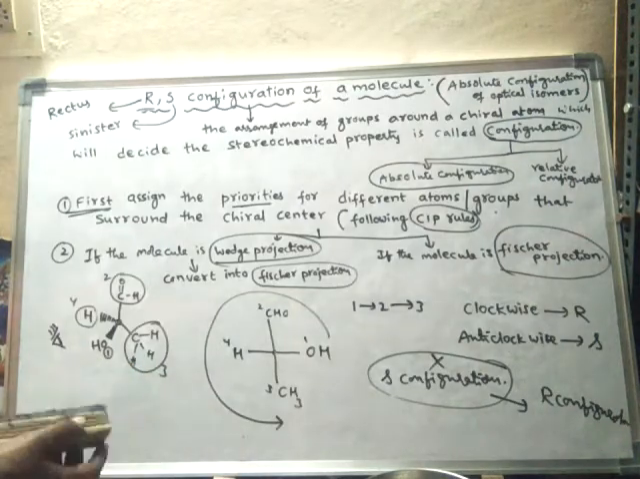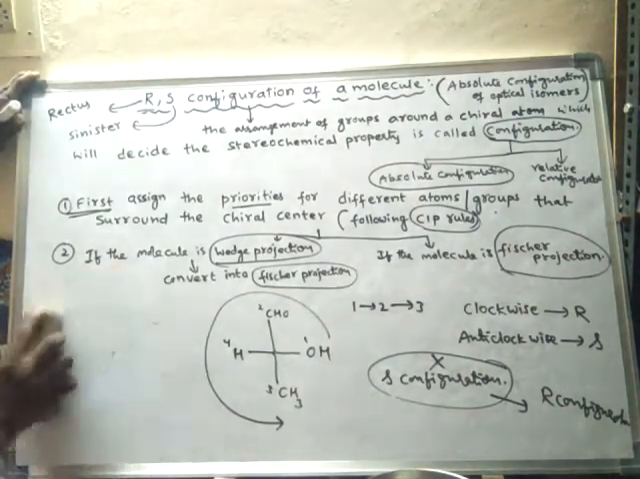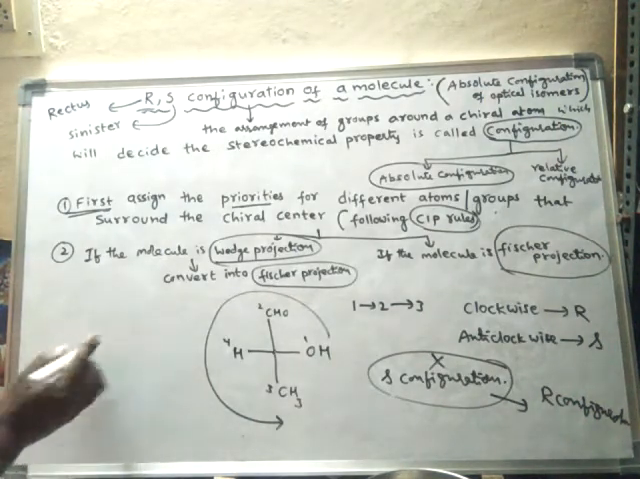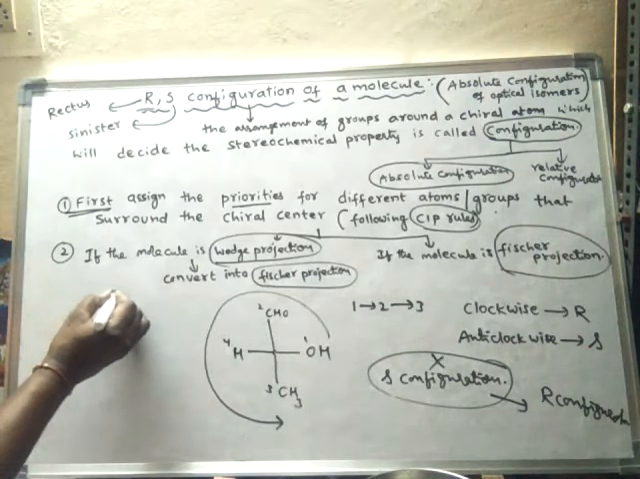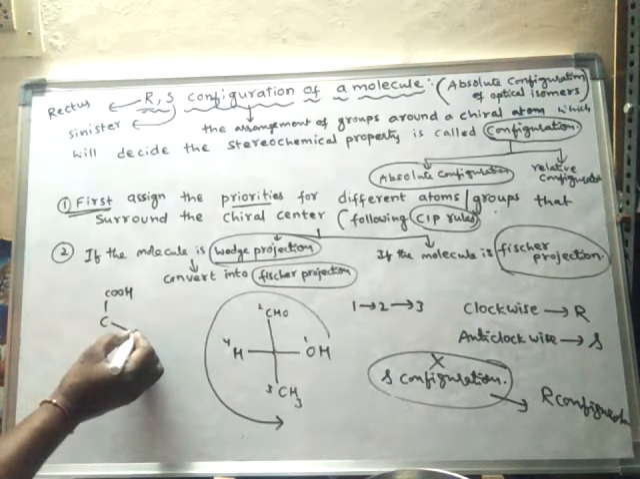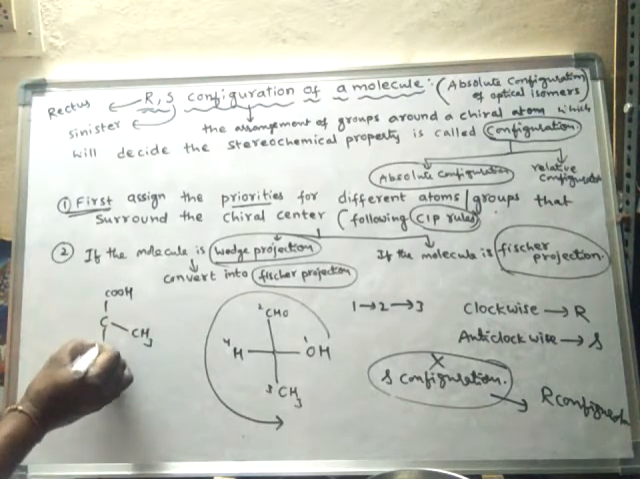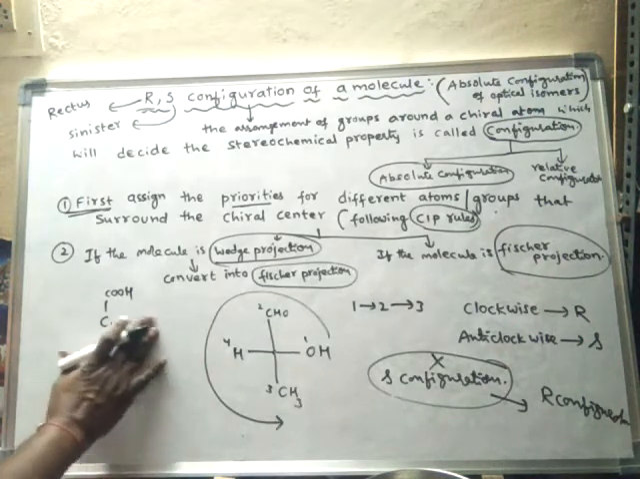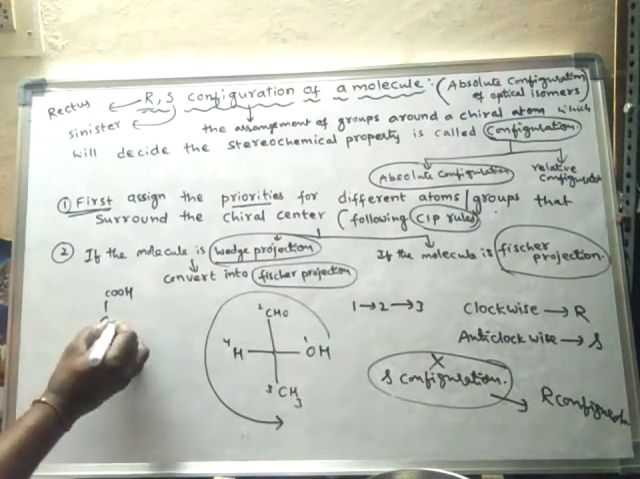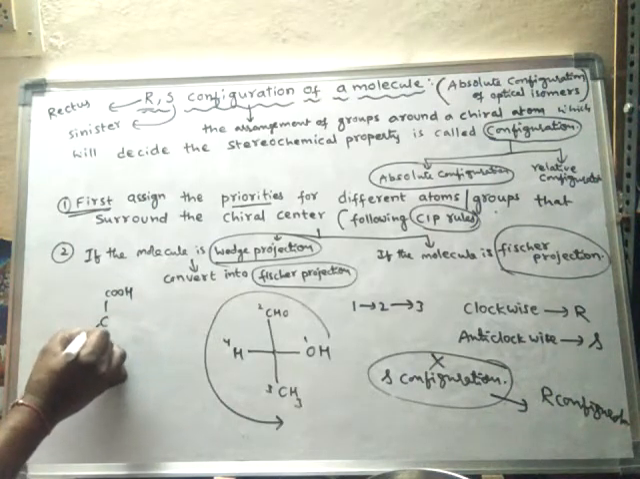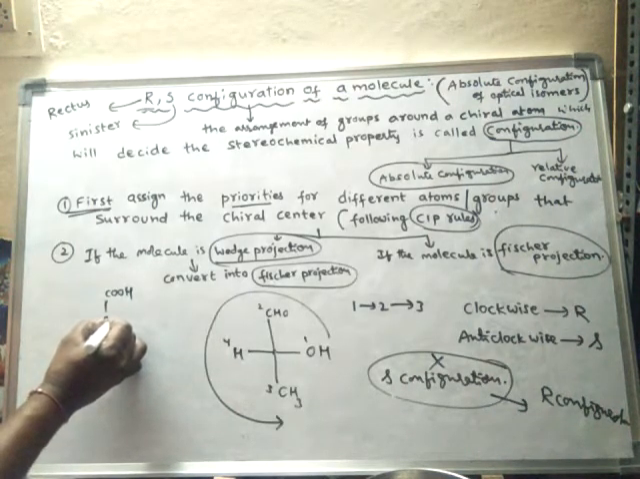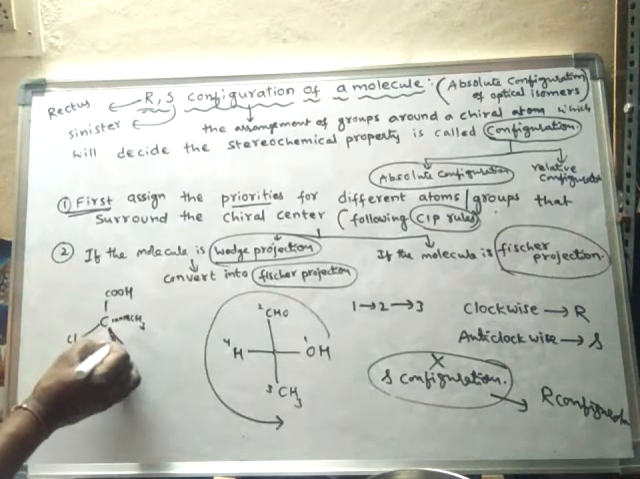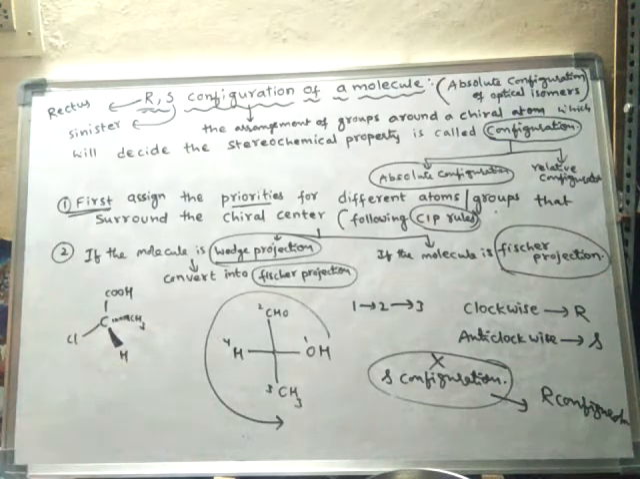Suppose it is like this. We will learn this with another example. Another group: COOH, CH3, Cl. Okay, so this side I will write like this: Cl. Okay. CH3, and here let us assume it as H.